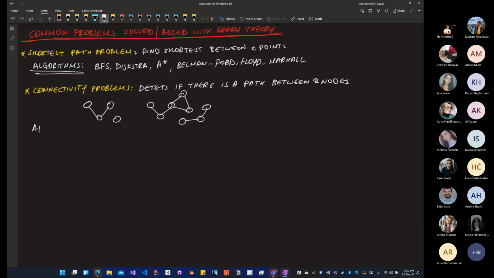Algorithms used to solve this problem: you have DFS and BFS that can solve this. Depth first search and breadth first search, which we're going to cover this semester. Also, you have something which is called a union find data structure.